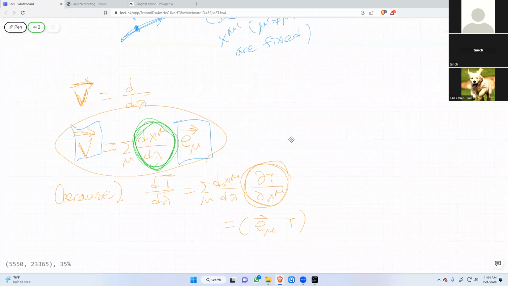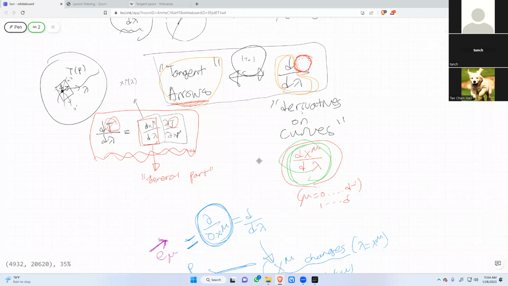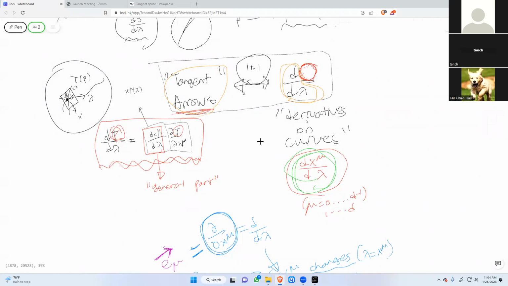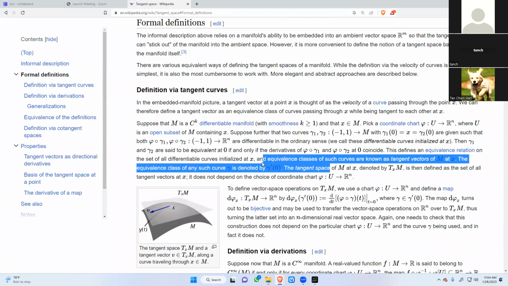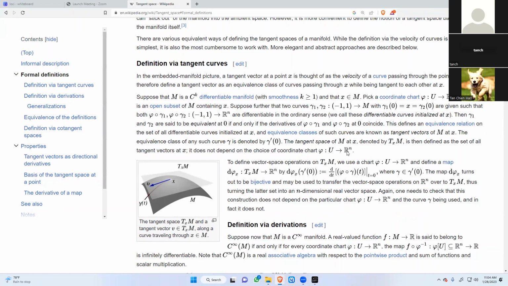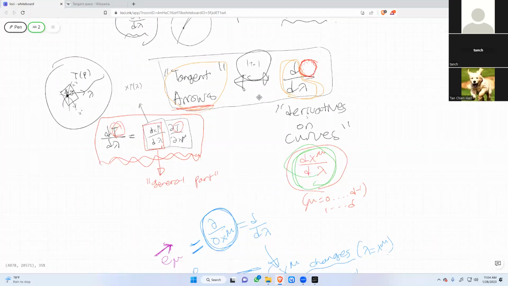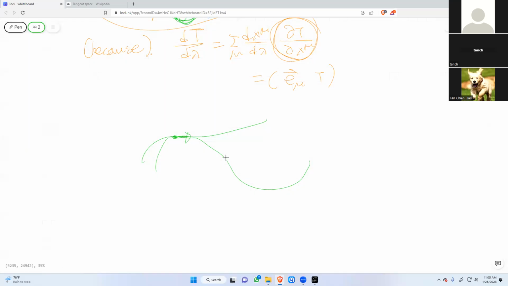There's also the issue of possible multiple choices of curves that define the same tangent arrow, which is where exactly this equivalence class comes in. They could have the same derivative at this particular point, but they could go away afterwards. Over here I drew a picture below. You can see these two define the same vector at point P.